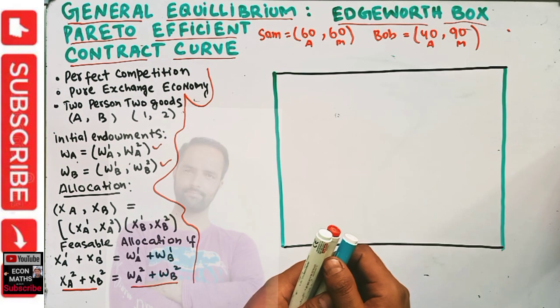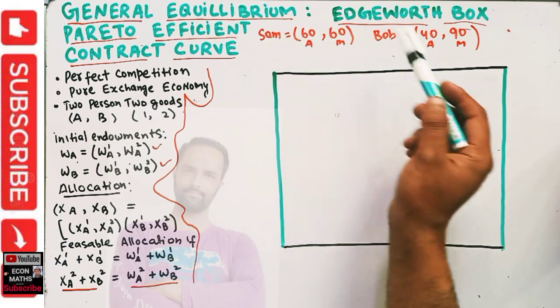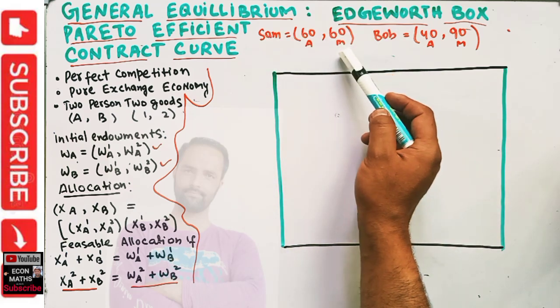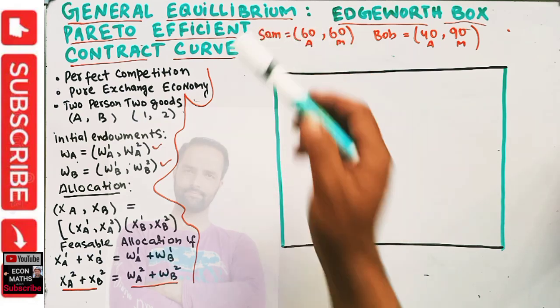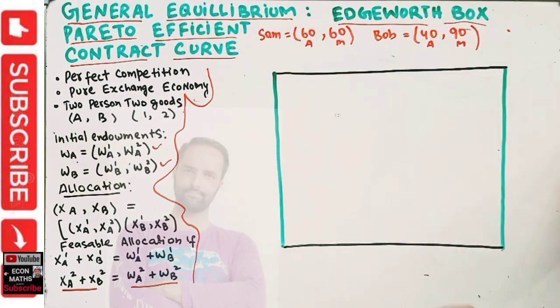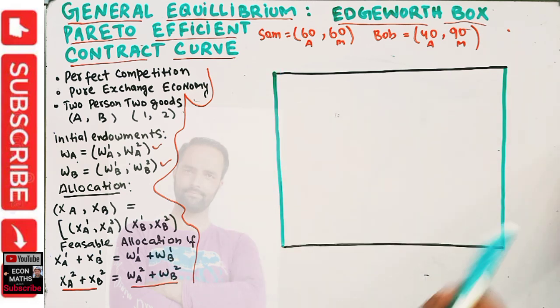Now let us construct the Edgeworth box. Let us say we have two persons, Sam and Bob. Sam has 60 units of apples and 60 units of mangoes. This is the initial endowment of Sam. Bob initially has 40 units of apples and 90 units of mangoes. This box shows us the Edgeworth box.